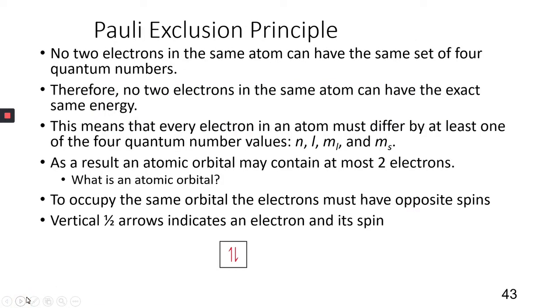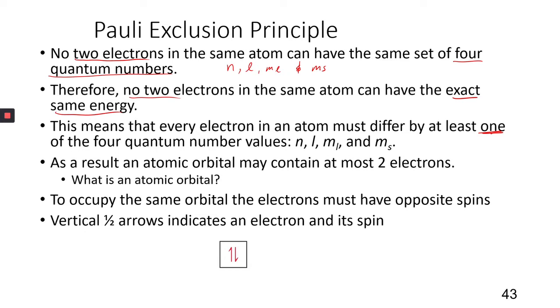The second rule or principle is Pauli's exclusion principle. And what he said is that no two electrons can have the same four quantum numbers. So if you remember your quantum numbers, there was your principal quantum number, then there was the l, then ml, and ms. So you can't have the same four numbers to describe more than one electron. Because of that, no two electrons can have the exact same energy. And that means that every electron has to differ by at least one of the four quantum numbers.